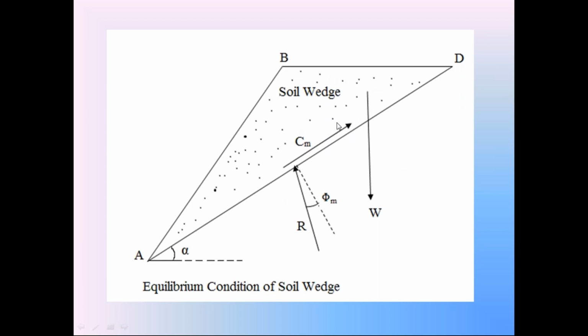When this soil wedge is about to fail, at the instant of failure, these three forces acting on the soil wedge keep it in equilibrium. So at the instant of failure, when the soil wedge is ready to fail, the three forces W, Cm and R acting on the soil wedge put it in equilibrium.